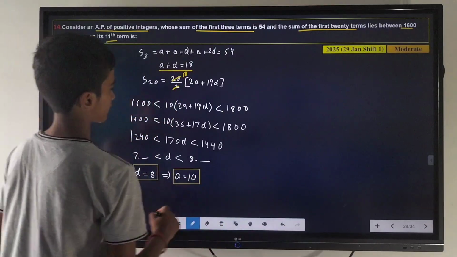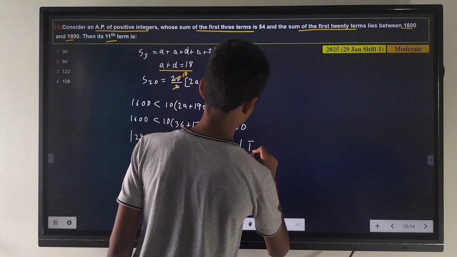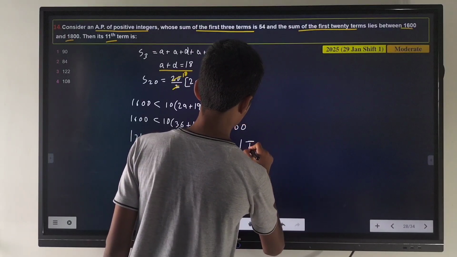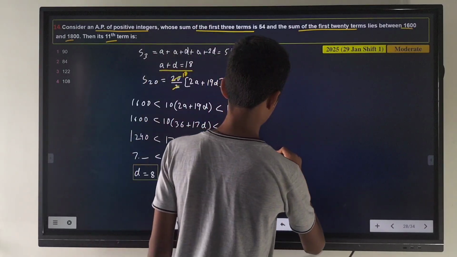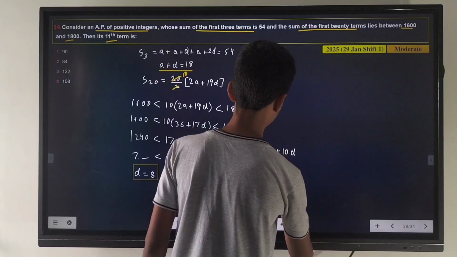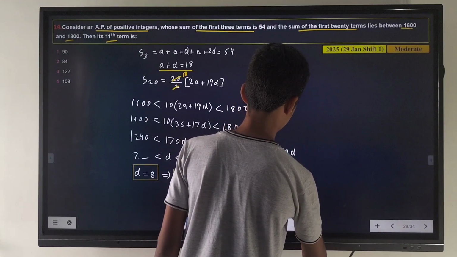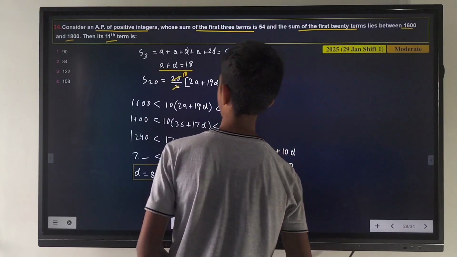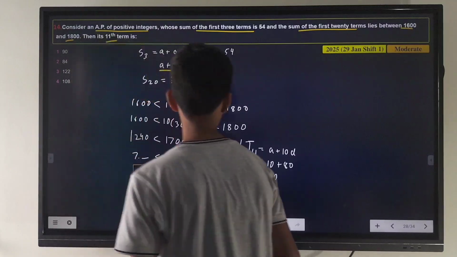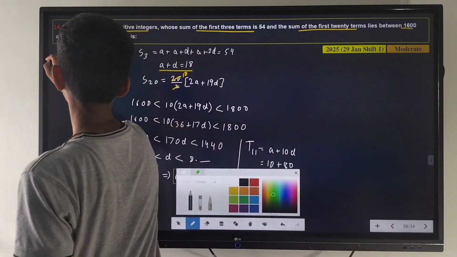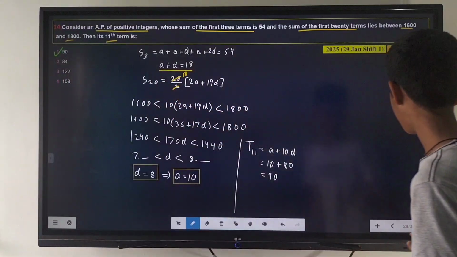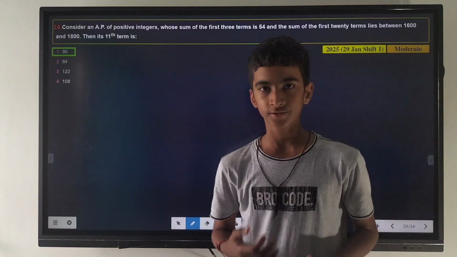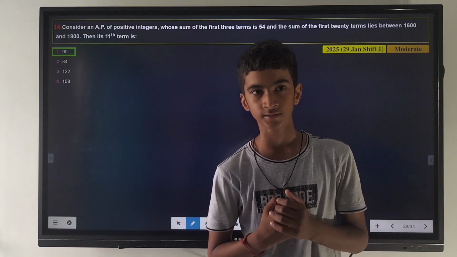Now we can find the 11th term very easily. The 11th term is equal to a plus 10d, 10 plus 80, 90. Our answer is option 1. And here is our solution, and we can see that our answer is correct.